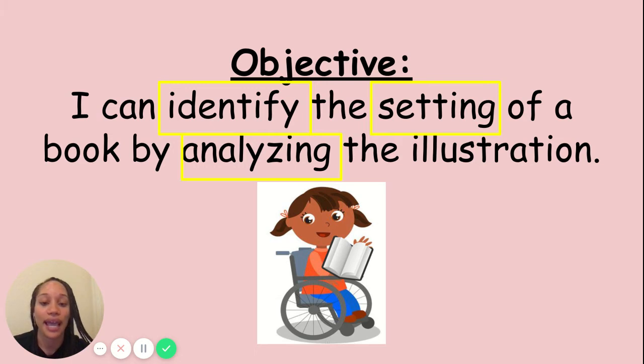Can you say the word analyzing? Good job. Analyzing means to look closely at something. And last, can you say the word illustration? Good. Illustration is another word for a picture. So we are going to be finding the setting where the story takes place by looking closely at the illustrations in our book. All right.